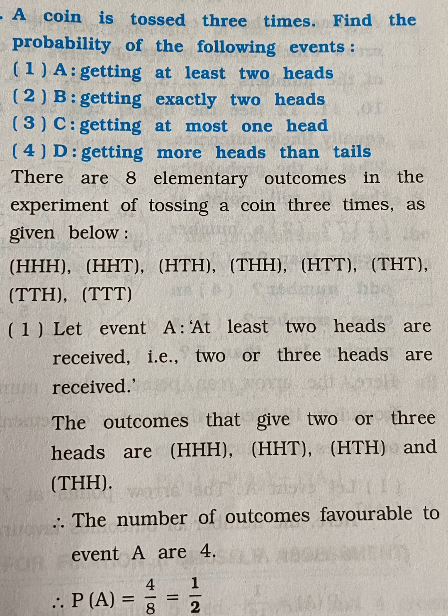Now the first thing is, we have to find the probability of getting at least two heads. So we have to find the outcomes in which a minimum of two heads are there. More than two heads we can consider, but we can't consider less than two heads. So you can see there are four favorable outcomes. So the probability is 4 by the total outcomes, that is 8, that is equal to 1 by 2.